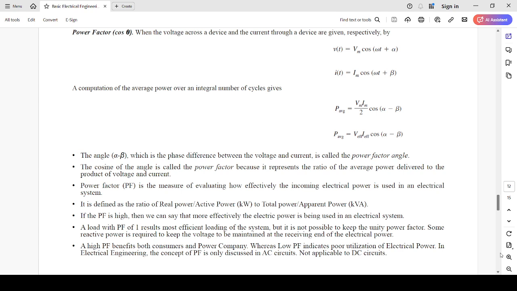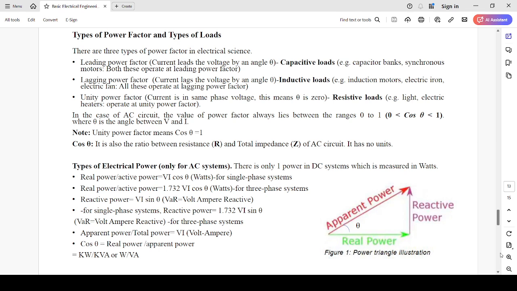In electrical engineering, the concept of power factor is only discussed in AC circuits. The concept of power factor is not applicable to DC circuits. Now we classify the different power factors according to the different types of loads. As I told you earlier also, there are three types of components: resistors, inductors and capacitors. Accordingly, there are three different types of loads: resistive load, inductive load and the capacitive load.